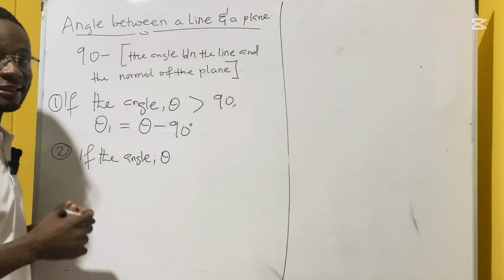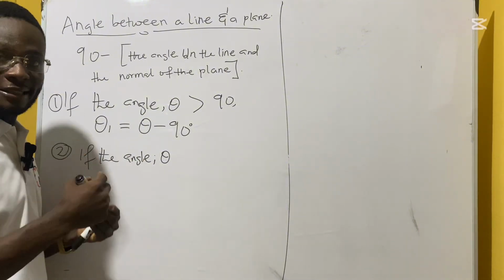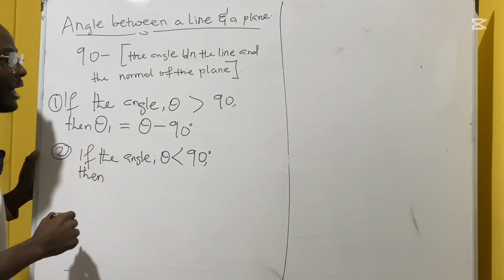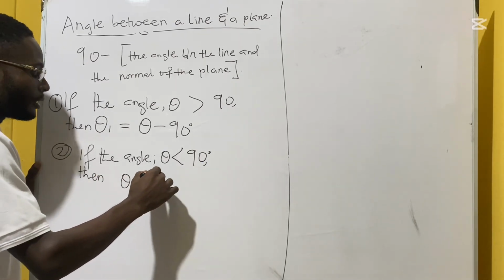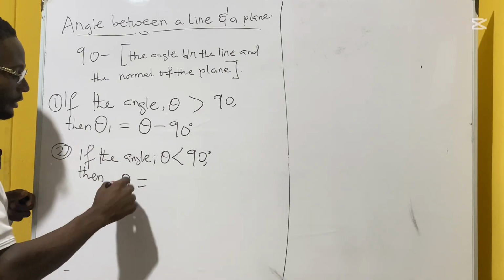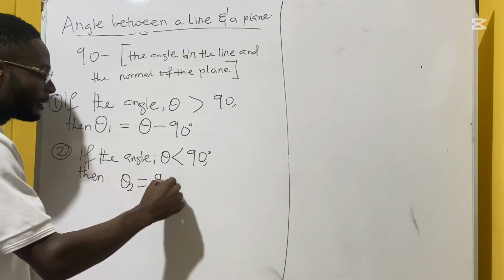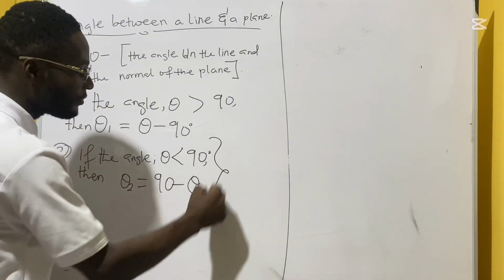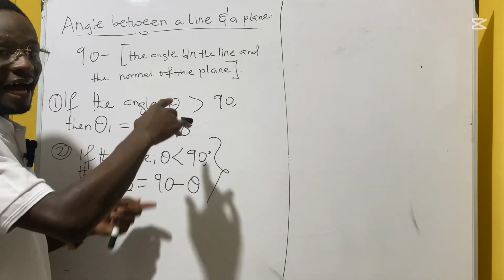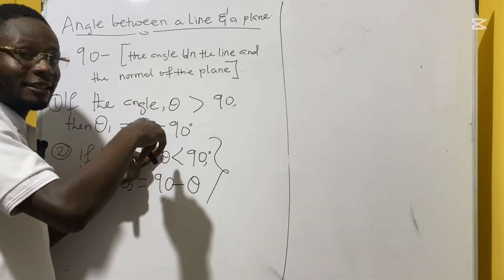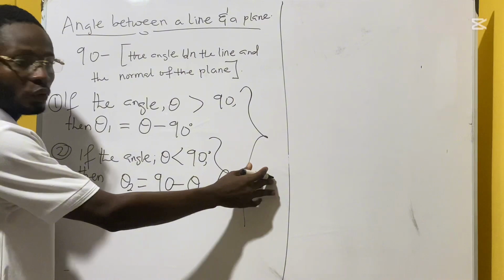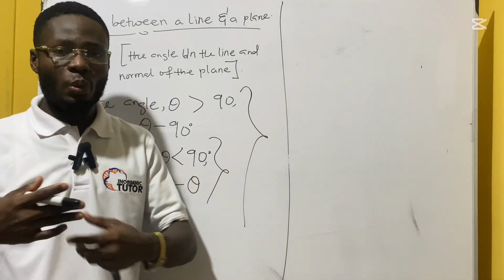If the angle theta is less than 90 degrees, then you're going to have theta 2 equals 90 minus the angle that you obtain. So that is if the angle is less than 90. Then you're going to take that particular angle that you obtain from 90. And if the angle is greater than 90, then you take 90 from that particular angle. These are the basic conditions that you have to note. Note them very well, because that is what is going to help us work our problems out.